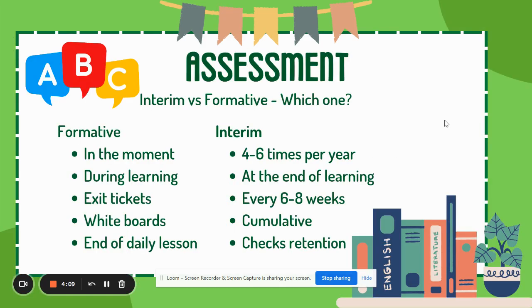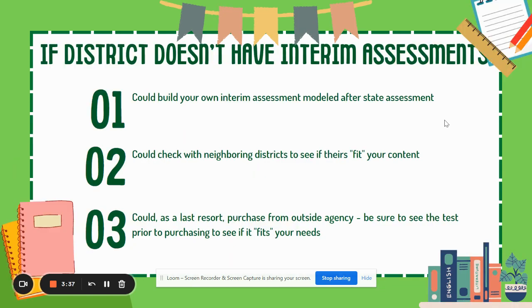Before you understand any of that or implement anything, we have to understand assessment. So there were formative assessments and interim assessments. The assessments that we would be analyzing in a DDI process would be interim assessments, where they're given 4 to 6 times a year at the end of a learning cycle, every 6 to 8 weeks. They're cumulative, and they check retention for the students. Formative assessments are those that we give in the moment during learning. Exit tickets, maybe students writing on whiteboards, usually occur at the end of a daily lesson. So we would be interested in the interim assessments.